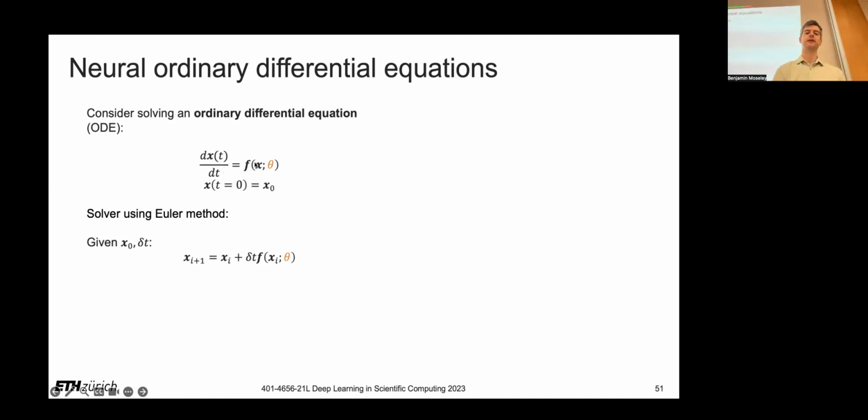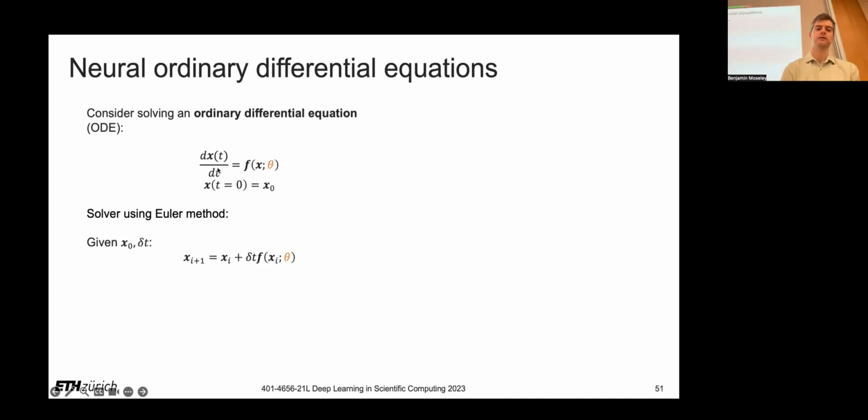And it's exactly the same as I had. I've just said now we're going to treat this function as a learnable function. So it's going to have some free parameters theta. So it could be like a neural network, for example.